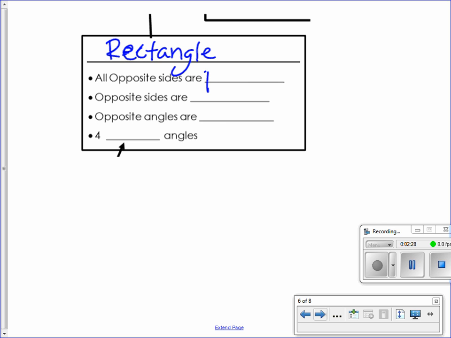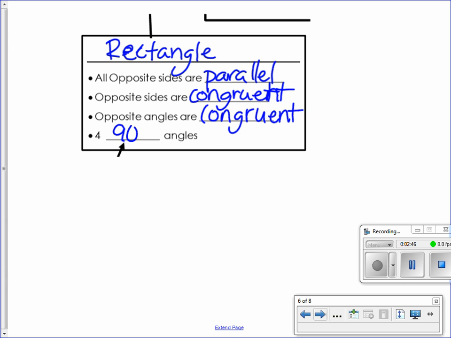Opposite sides are parallel. Opposite sides are congruent. And opposite angles are congruent. And there are four 90-degree angles, also known as right.